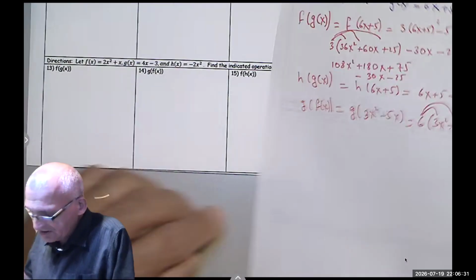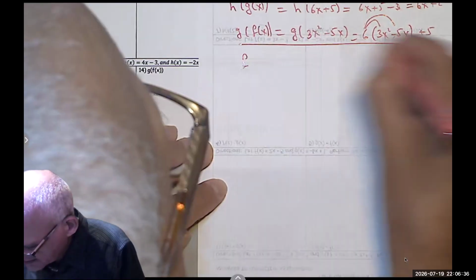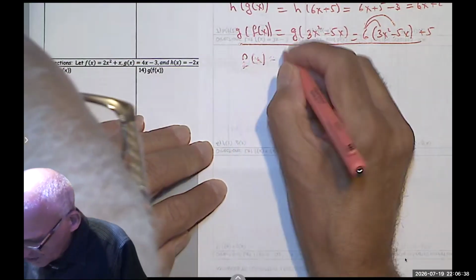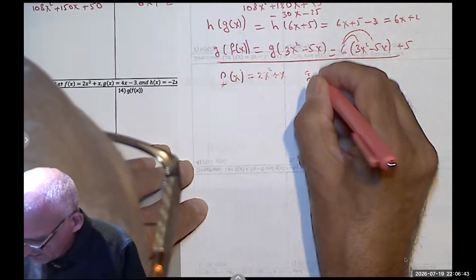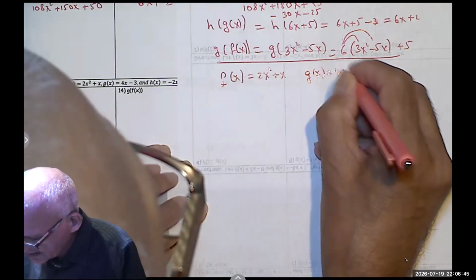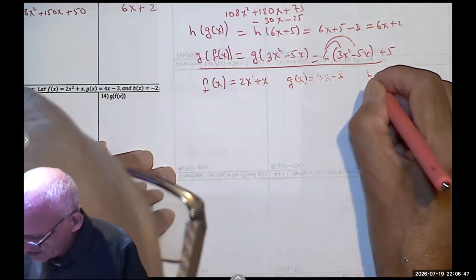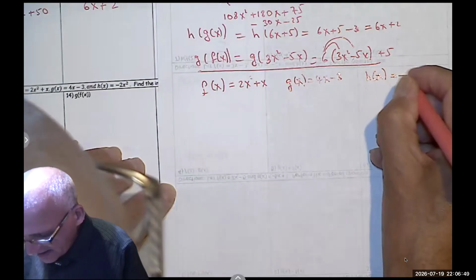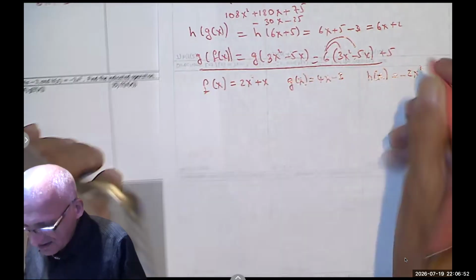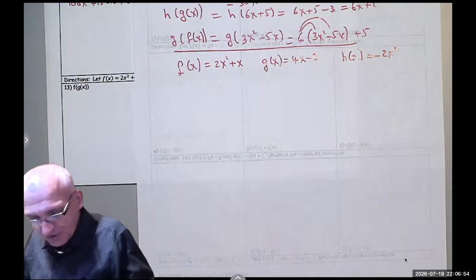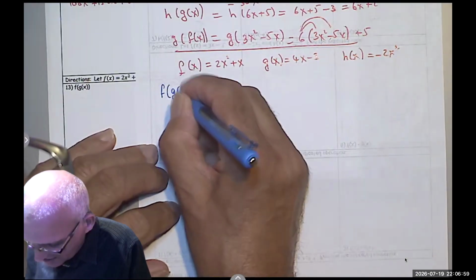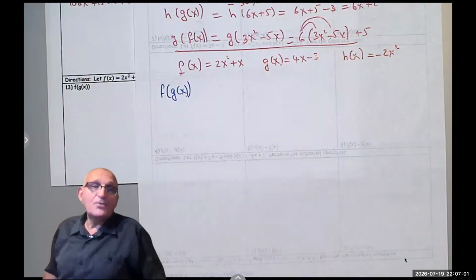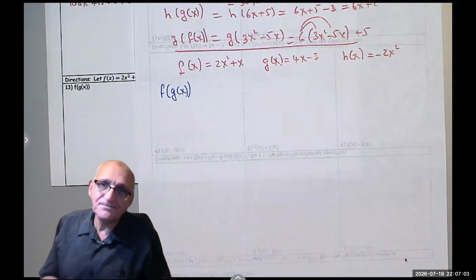Maybe we'll finish this part. They give us f of x equals 2x squared plus x. G of x equals 4x minus 3. And h of x equals negative 2x squared. So I want you to do the first one, f of g of x. Pause the video and do it.